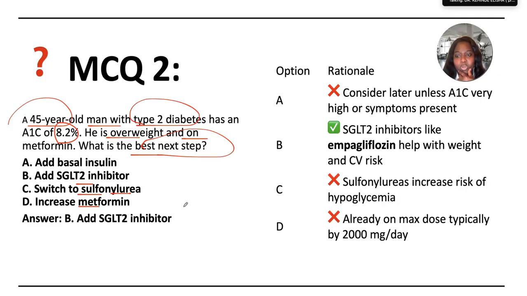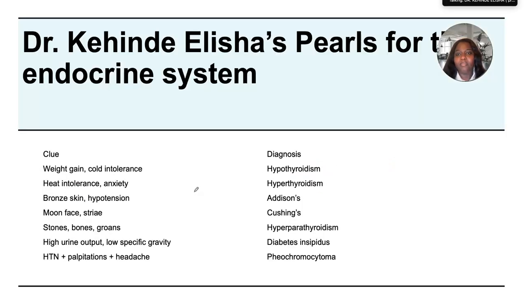It's time to add something else for more efficacy. And that is why we are picking what? SGLT2 inhibitor. Now, this is according to guideline. B, final answer. SGLT2 inhibitors like empagliflozin help with weight and CV risk. That is important for this patient at this time. Because what? We said the patient has type 2 diabetes. A1C is not going down, on metformin already. We know that something's got to be done fast to get the blood sugar down. B, final answer, right? That is pretty much that.